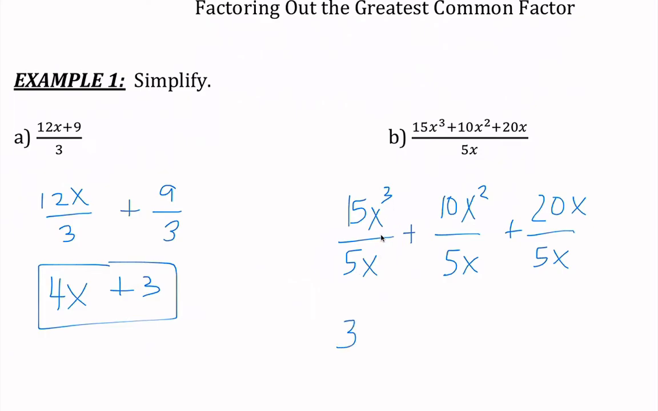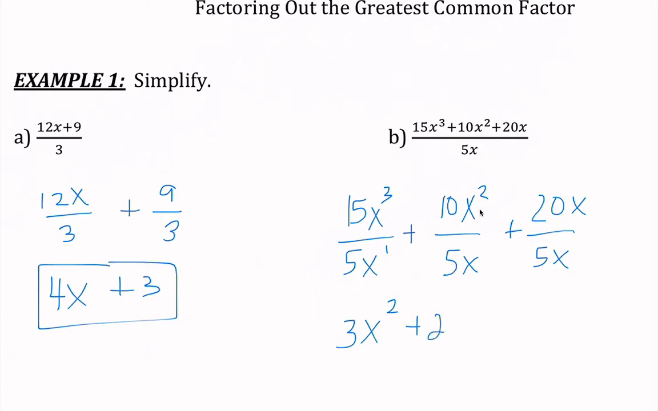I have x to the third divided by x to the 1. So remember, I have more x's on top, and I know one of these on the bottom will cancel one of these from the top, so we subtract. 3 minus 1 is 2. Okay, so positive 10 divided by 5 is going to give me a positive 2.